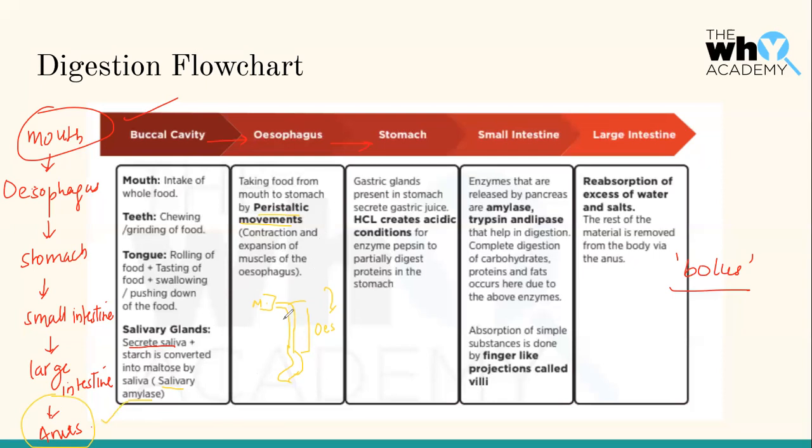Once the food reaches your stomach, the stomach, of course, is a highly acidic organ. It has a lot of HCl. Gastric glands are glands present in the stomach. Gastric refers to anything to do with your stomach. They secrete gastric juice, and you have acid. So in your stomach you have HCl plus gastric juice.